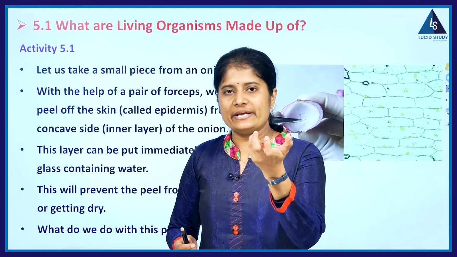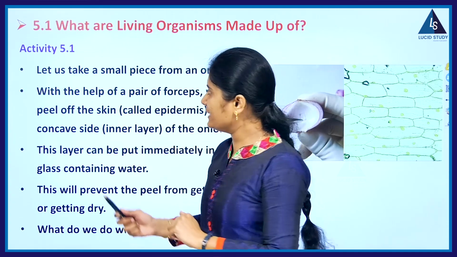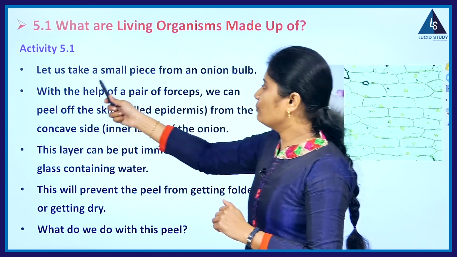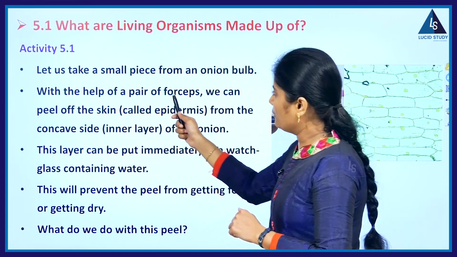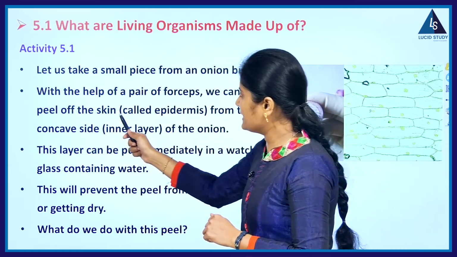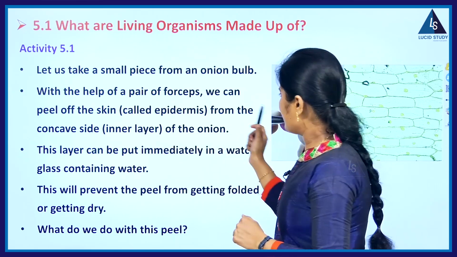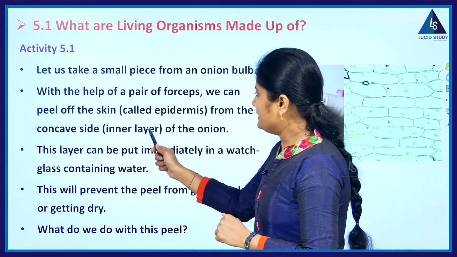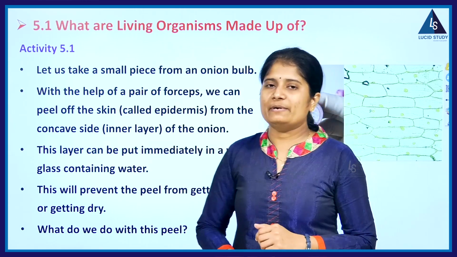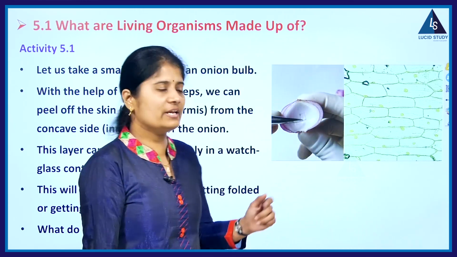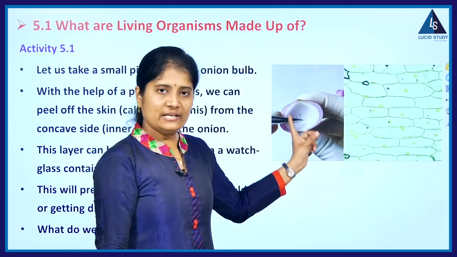First, take an onion bulb. In that, take a piece of the onion. With the help of a pair of forceps, we can peel off the skin called epidermis from the concave side, the inner layer of the onion. You can see the layers of the onion, right? Whenever you cut the onion, you can see it.